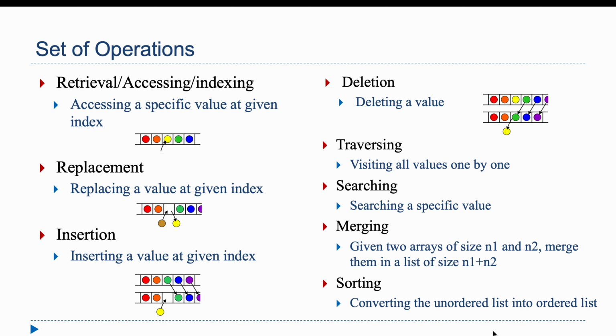Sorting is the process of arranging the elements of an array in a specific order, like ascending or descending. This can be done using different sorting algorithms like bubble sort, quick sort, or merge sort. All these operations make arrays a powerful and versatile data structure that can be used to store and manipulate large amounts of data efficiently.